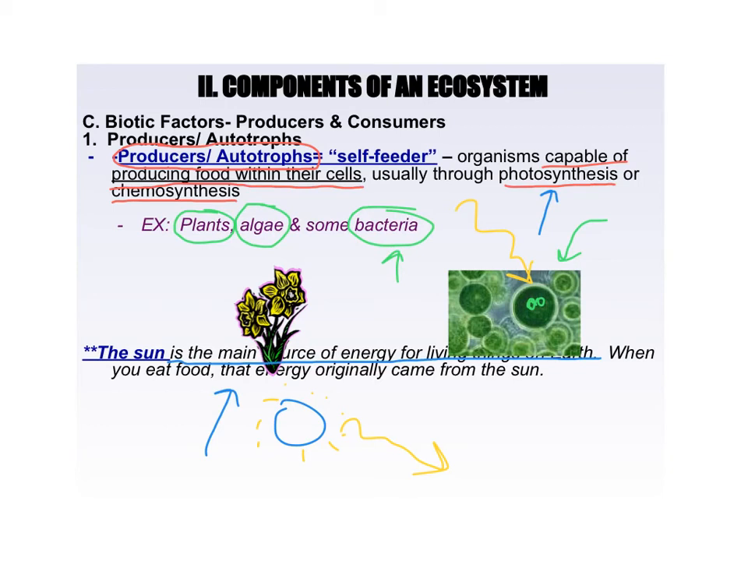So if you eat plants, well, of course, plants get their energy from the sun, and if you eat that plant, you'll be getting that energy. And if you don't eat plants, no big deal. Whatever animal you do eat, like if you eat steak, well, cows eat plants. They get their energy from the plants, which get their energy from the sun. So if you eat cows, you're actually eating energy that came from the sun.